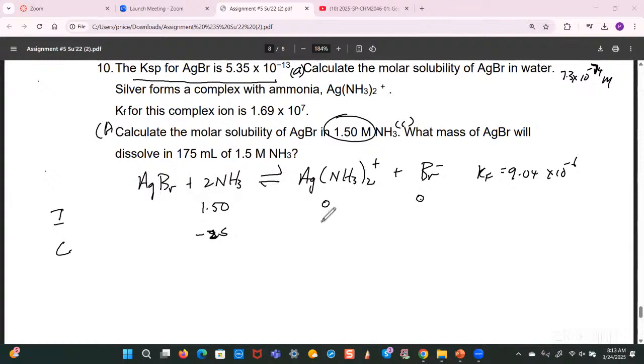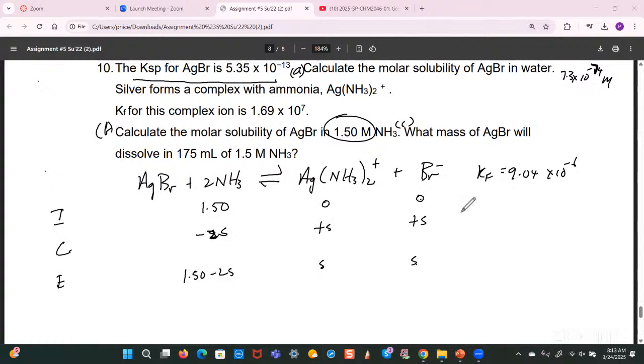Here, the change will be plus S for the complex, and here the change for the bromide is plus S, and therefore at equilibrium, you're going to have 1.50 minus 2S. Here you're going to have S, and here you're going to have S, right?